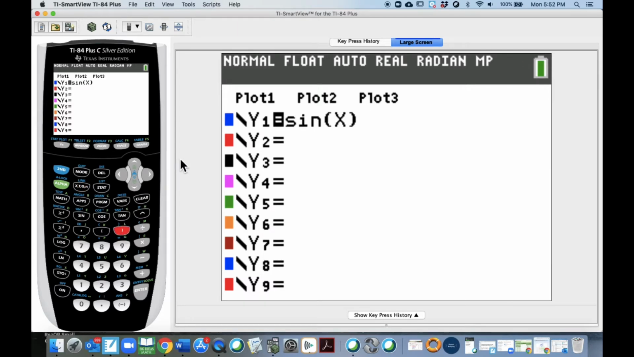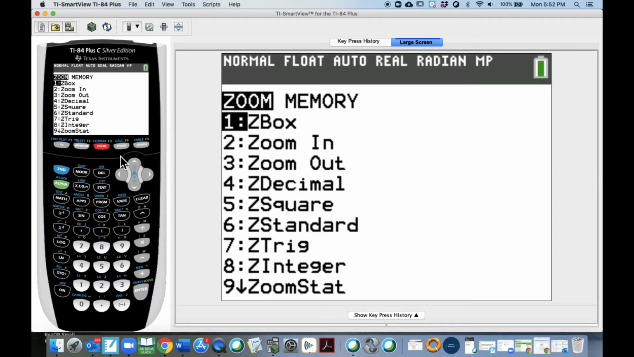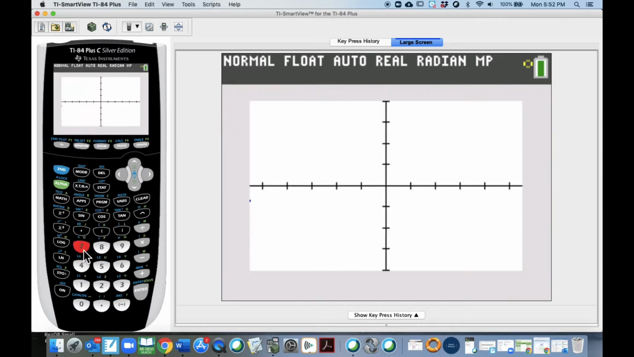Now, when you go to graph it, we want to go to zoom trig. So we go to zoom, and then 7 is trig. And then we get a graph that looks like this. You can see it's making waves. And that is what happens with both a sine and a cosine graph. It will make these waves.